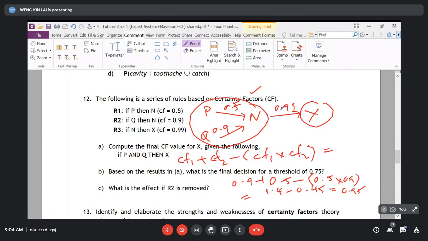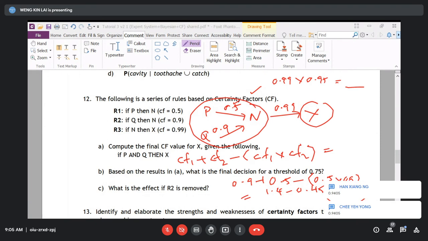Now for the series, it's very straightforward. So this one will be 0.99 multiplied by what you obtained here, 0.95. This will give you what's the value quickly. Now, what do I have? I get 0.9405. Yeah, correct, 0.9405. So that's correct.